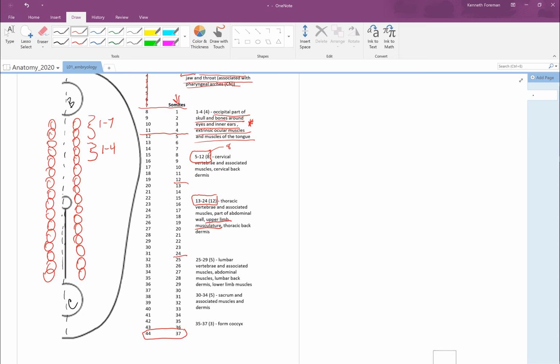Now if you think about this, 13 through 24, that's 12 balls of tissue, or 12 somites. Each one of those is going to have a nerve going to it. Well, how many nerves do we have? 12.